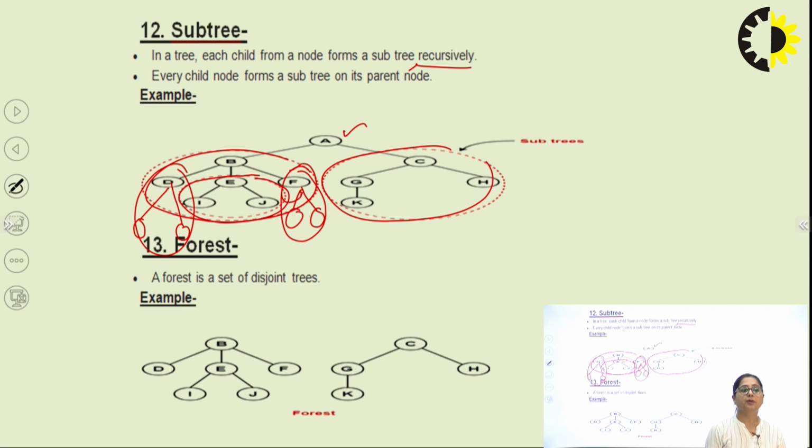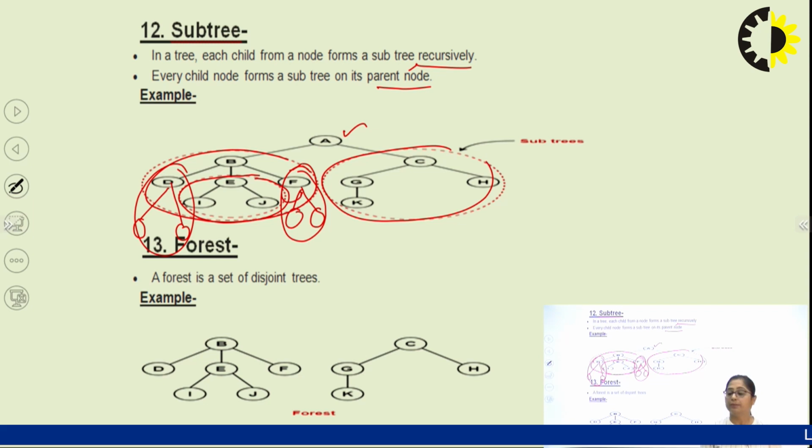So, every child node forms a subtree on its parent. That's why we say, because F is not a parent of anything, there is no subtree there. D is also not a parent of any node, so that means D is not a subtree, but E is a parent of I and J. That's why we call E a subtree. Okay. So, this is the way you find the subtree.